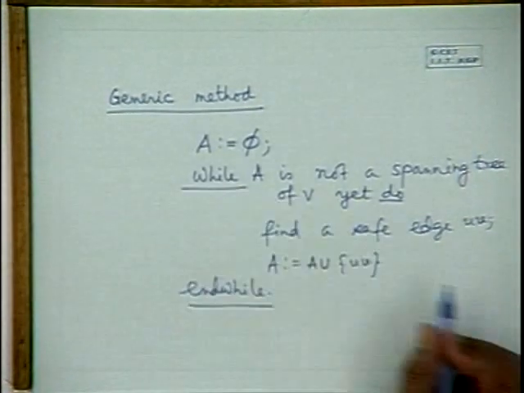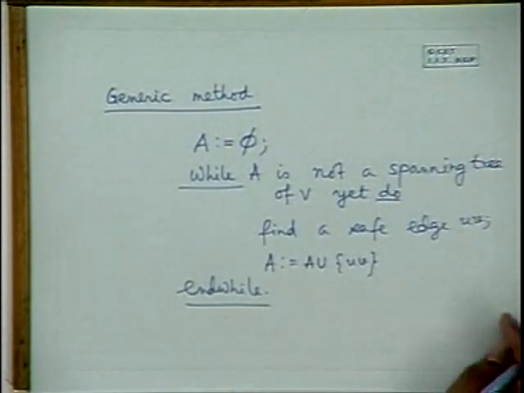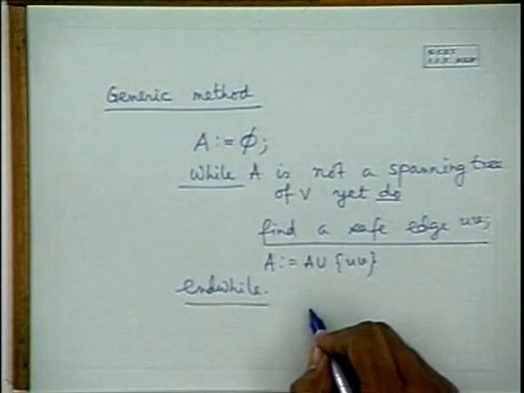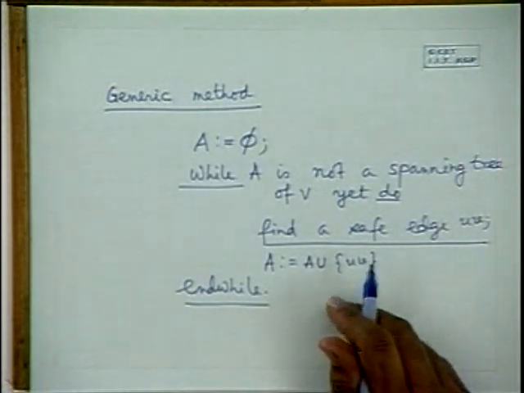That is the generic method for computing the minimum spanning tree. But you can see the main problem is to choose this step, find a safe edge UV for A. The entire problem I have put under this statement. I have not explained how to do this. If one can give you this, we have got an algorithm. And Prim and Kruskal's algorithms just give you two different techniques of finding a safe edge. But this is the generic method.